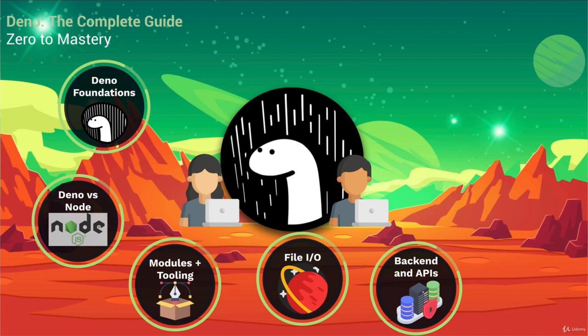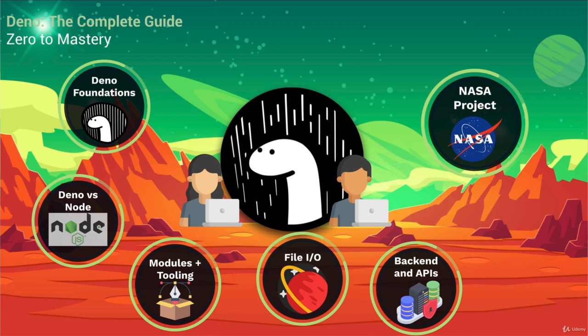And once we have these foundations laid out, once we understand the internals of Deno, how Deno works, what the best practices are, this is the fun part. We build a massive NASA project. We're going to build a NASA mission control dashboard where we can schedule launches, see the missions, all powered by Deno.